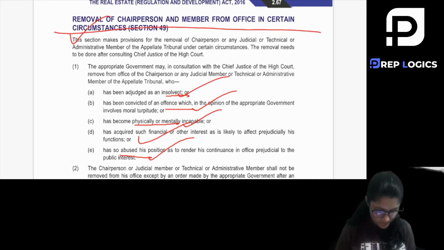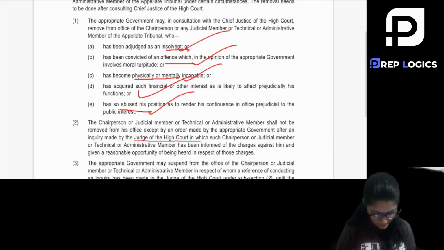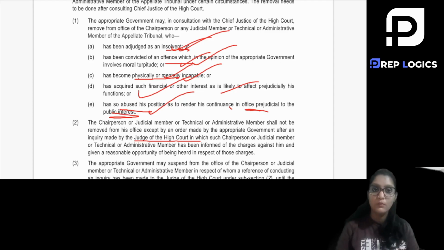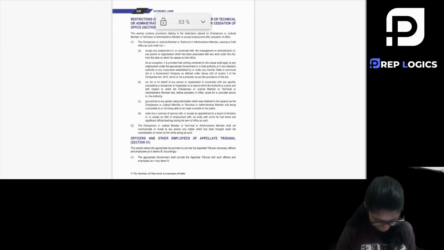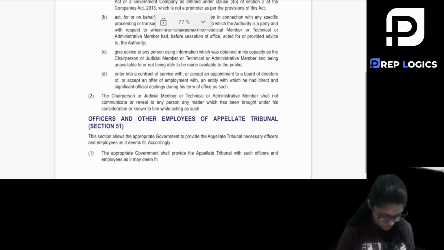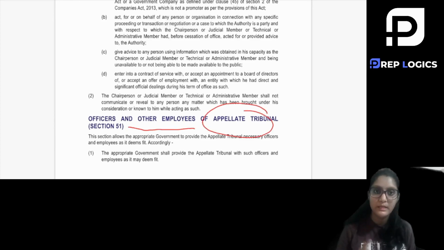Can removal of the chairperson be done? Yes, same points: insolvent, offenses, physically and mentally incapable, and public interest. Now, once I have covered it in a little bit of detail, again and again these kinds of points will come in each act and I will go through it like this only. Nothing, you just read it out. He can also employ the appellate tribunal for its functioning, and can also appoint various employees and officers.